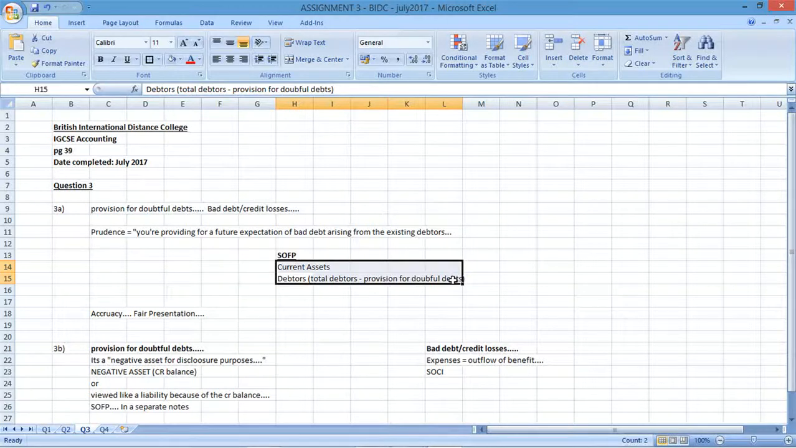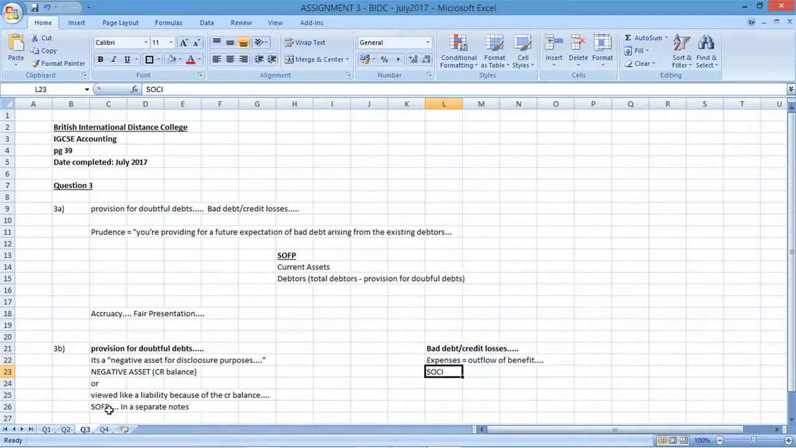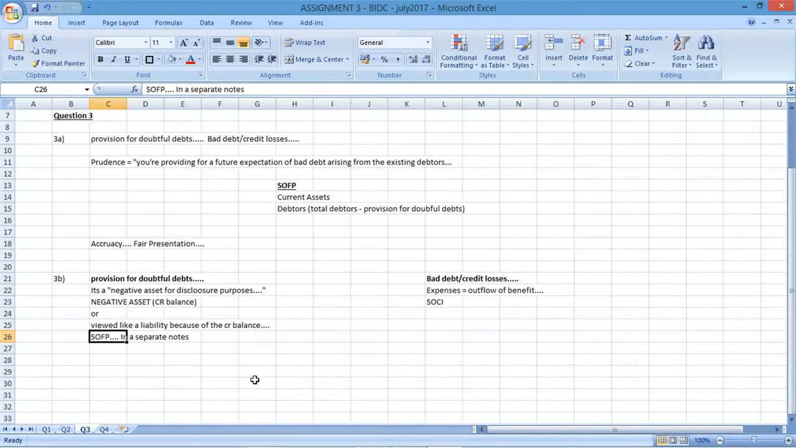Explain the difference. So we have explained the difference. The one is a negative asset, the one's an expense. The one is disclosed here, the one is disclosed there. It's 2 marks. 3c.